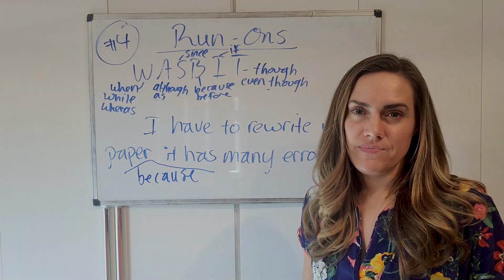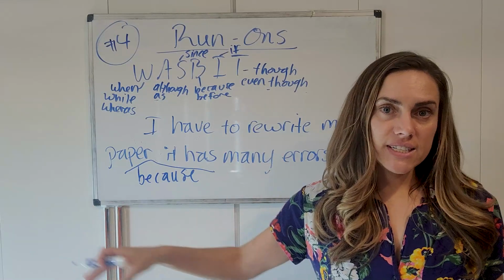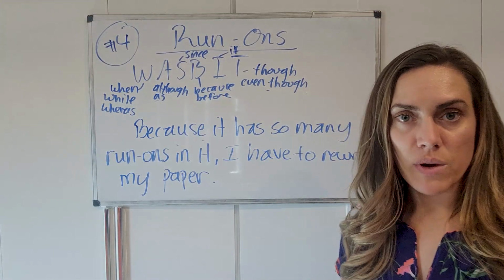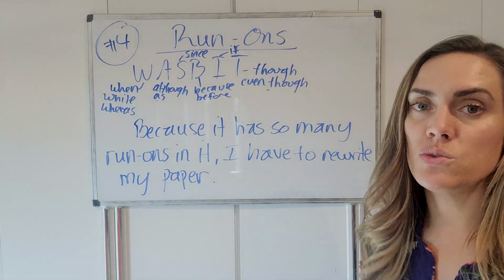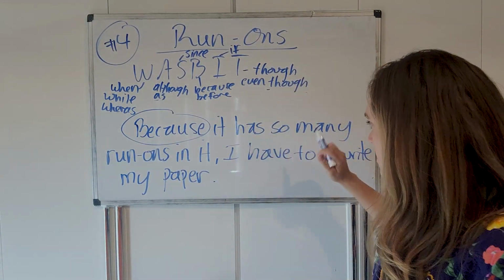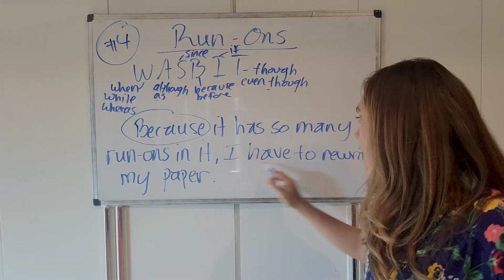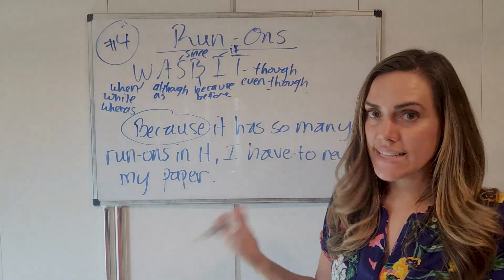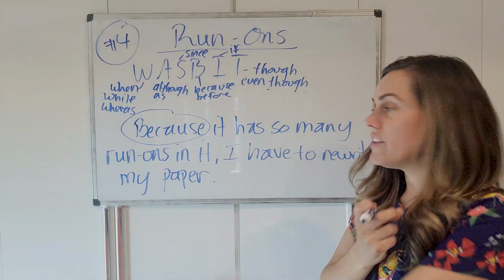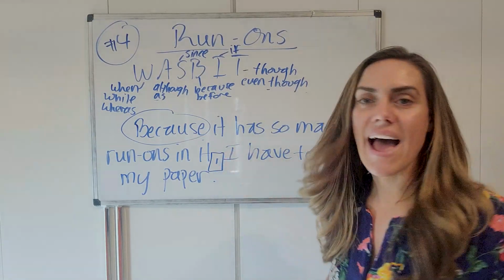But I would recommend when you use WASBITs, try to use them at the beginning of your sentence. It brings in more sentence variety. Let me show you what I'm talking about. Okay, so here what I'm doing is I've actually started the sentence with the WASBIT. Because it has so many run-ons in it, comma, I have to rewrite my paper. Same exact words, same exact sentence. I just reordered it. And what else did I do? Don't forget, very important, I added a comma.